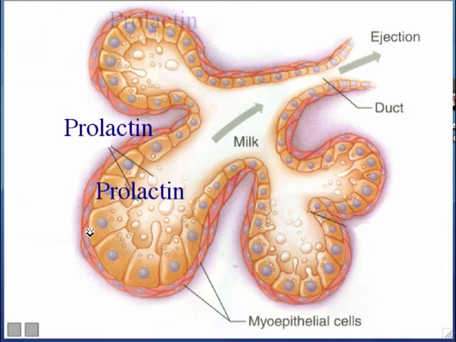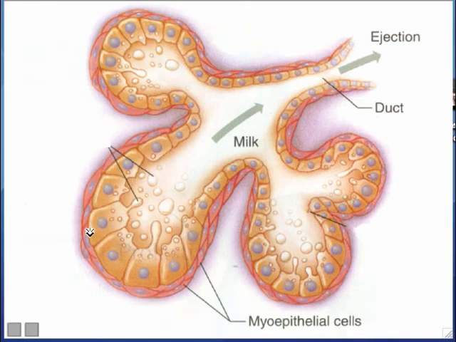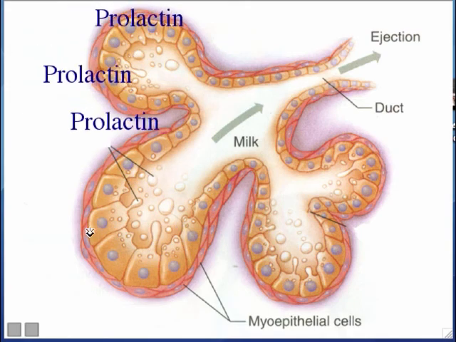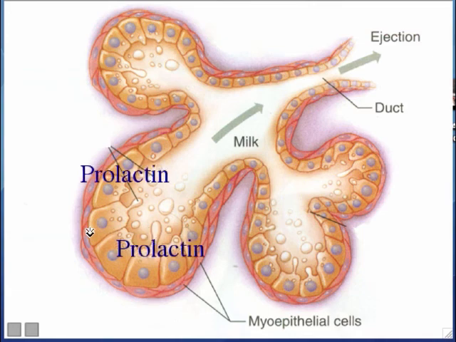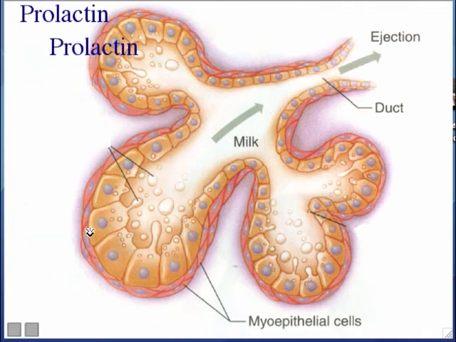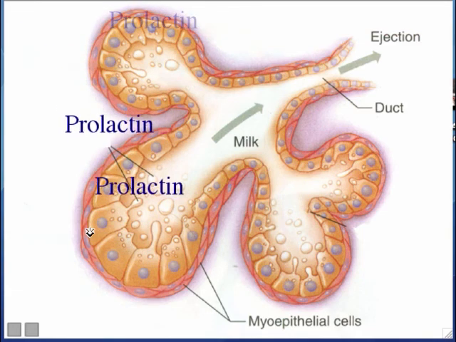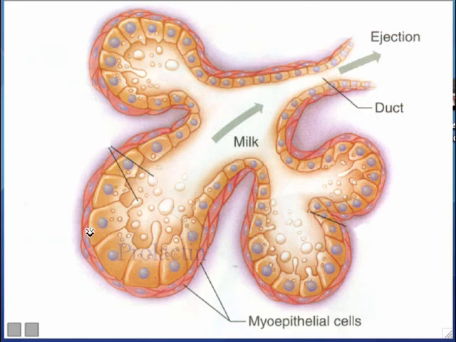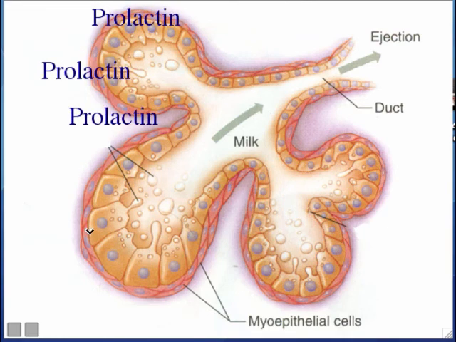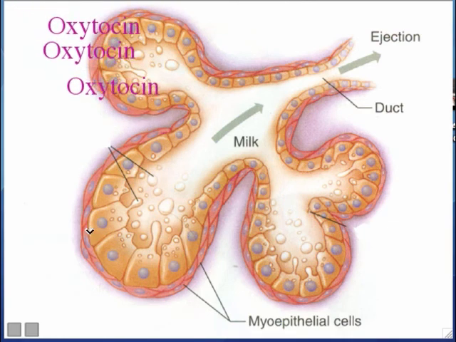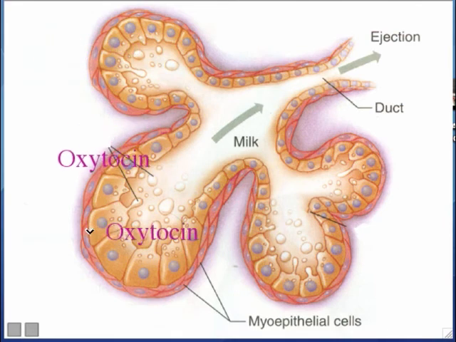Actually, they said myoepithelial cells. I think that's their word for smooth muscle. Anyway, so there's smooth muscle there on the outside of these glands. And so when that smooth muscle contracts, it works like a squeeze bulb and squirts the milk towards the nipple. And that's what the oxytocin does. The oxytocin gets that smooth muscle to contract, and that causes the ejection of the milk.